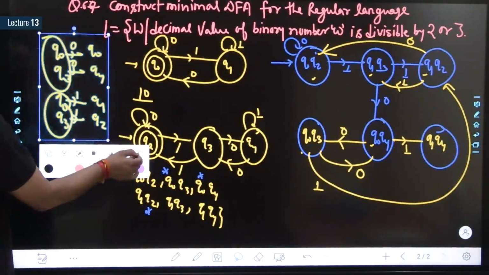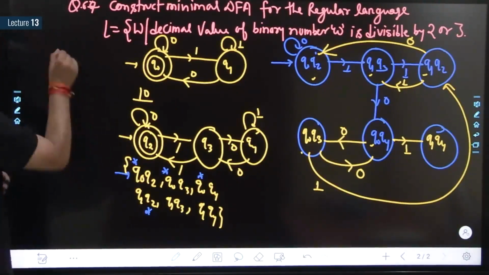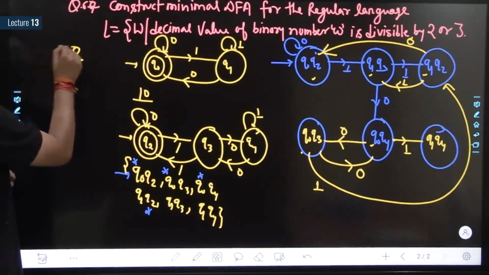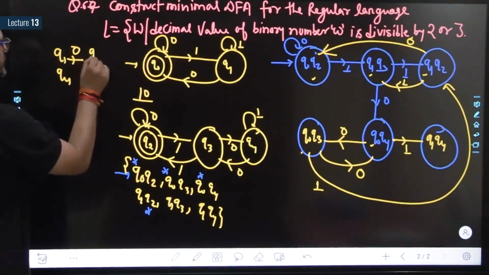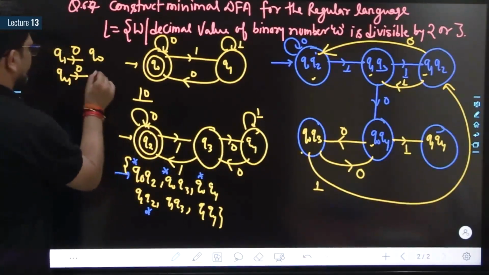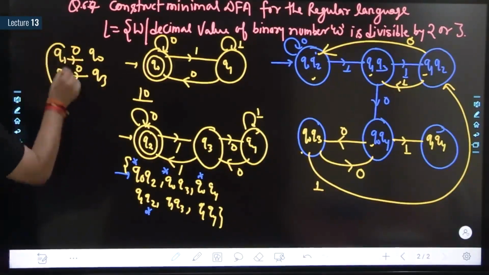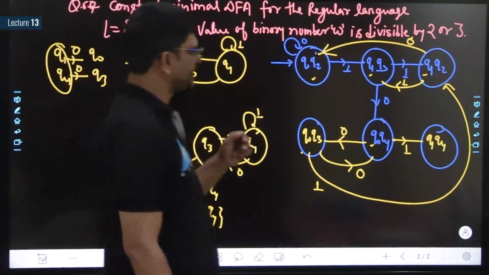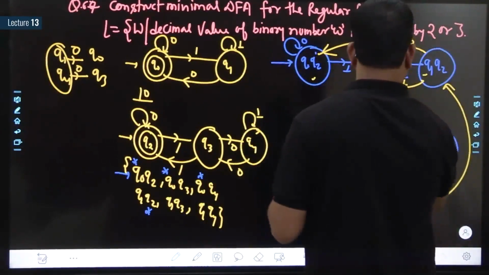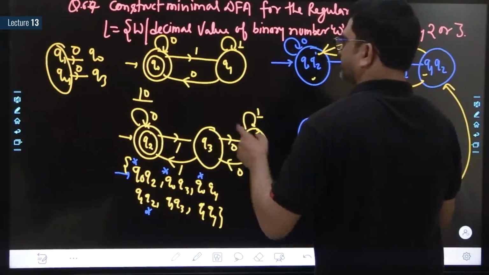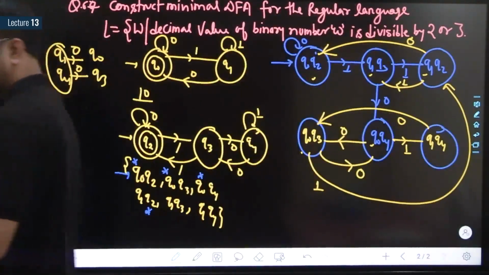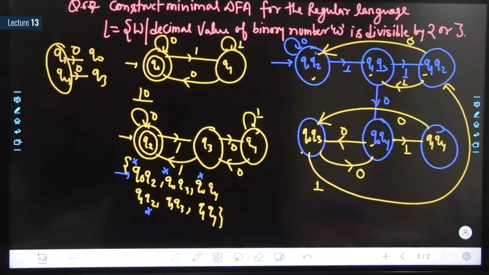Q14. Q1 on 0 goes to Q0, Q4 on 0 goes to Q3. Q14 on 0 goes to Q03. Where is Q03? This is the Q03. This is 0. For 1, find out the transition for 1.